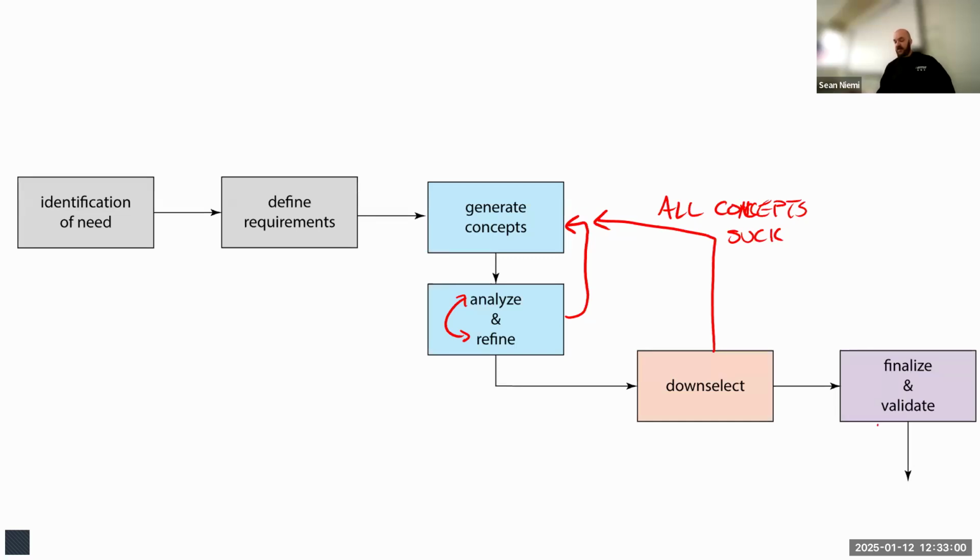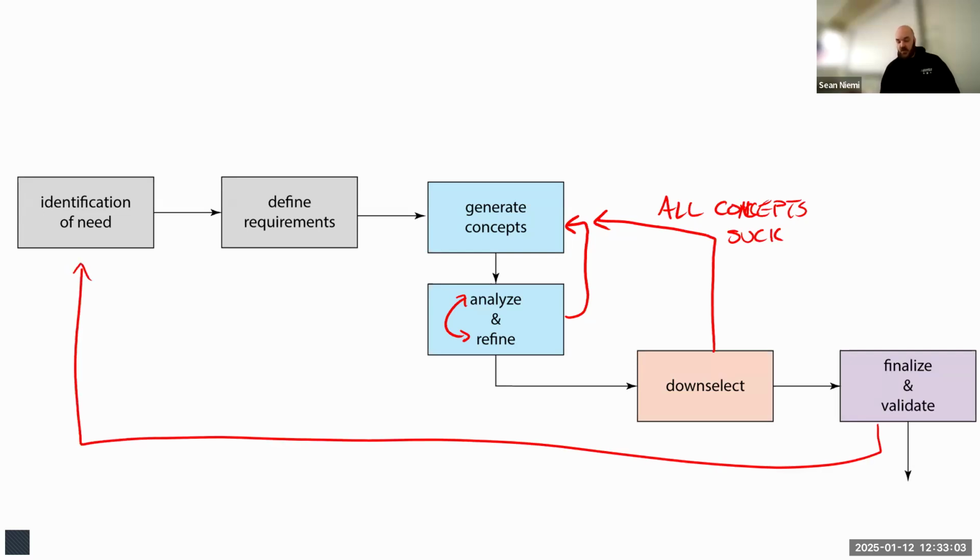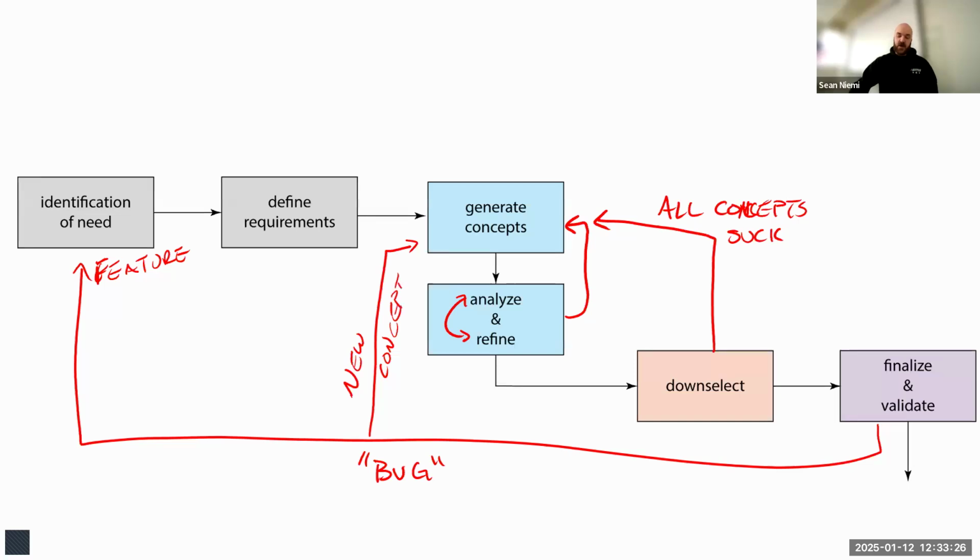Sometimes, as we are validating, we're going to notice a bug. And that bug can either become a feature or it can become new concepts because we have to throw out the concepts that we are currently working with. What you might also find is, as you are defining requirements and doing your background research, oh, we're not even going to return back. We're going to eject completely from this loop.